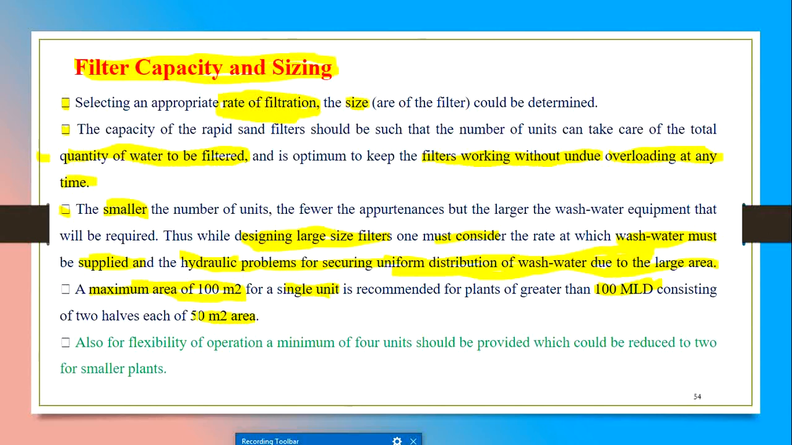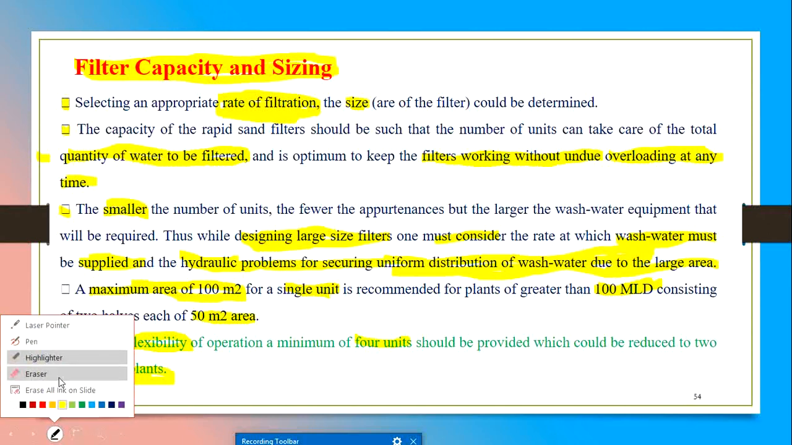Also, for a good flexibility of operation, a minimum of 4 units should be provided, so that the capacity could be reduced to smaller units. With a minimum of 4, the distribution of wash water will be easier. That is what you have to keep in mind while designing the filter capacity and sizing.